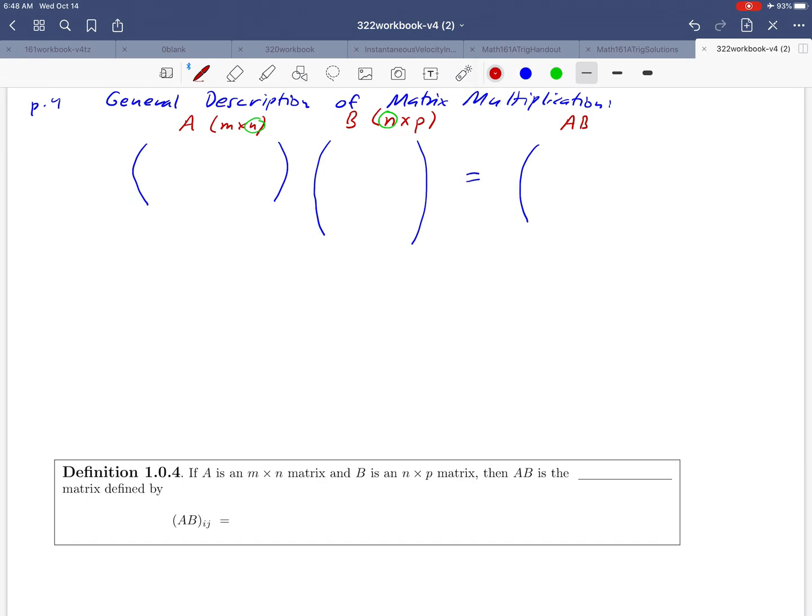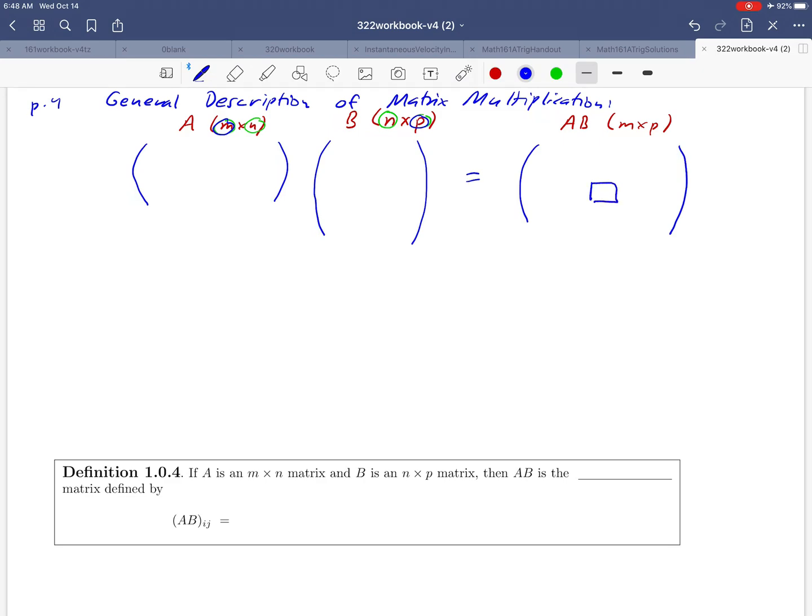Okay, well, we talked about this in the previous video. The size of that product matrix would have to be m by p, looking at the first and the last of those. Okay, and how do we describe matrix multiplication? Well, we're going to use the same general principle that we did in the previous definitions that we already talked about. We're going to tell the reader of our definition how to come up with an arbitrary entry in the matrix AB.